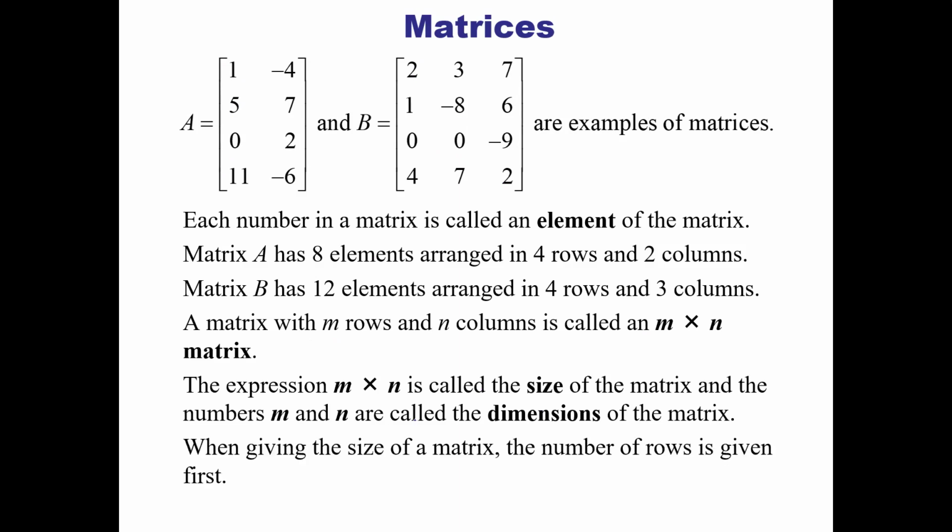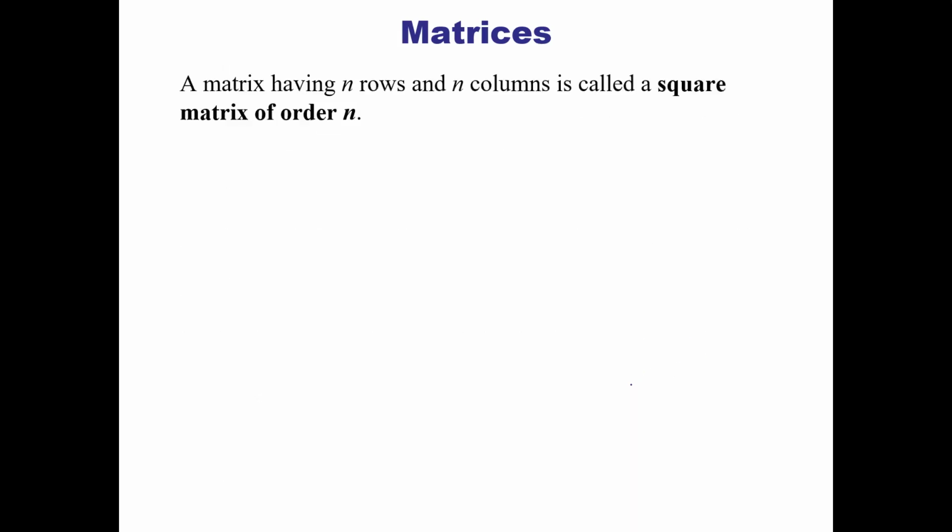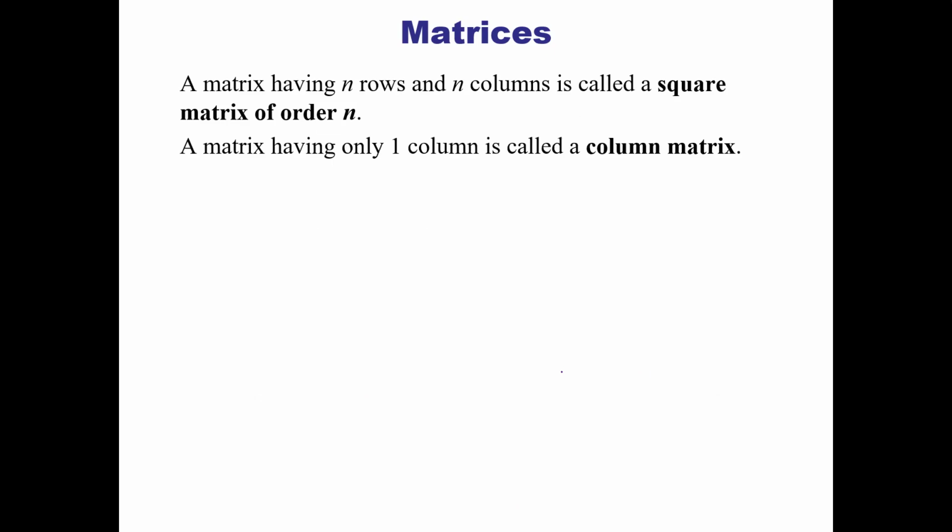Now, when giving the size of the matrix, remember the rows are given first, followed by the columns. So that's kind of a key: you always want m rows, n columns. Now, a matrix having n rows and n columns is called a square matrix of order n. So that'd be like a 2 by 2 or a 4 by 4 or something like that.